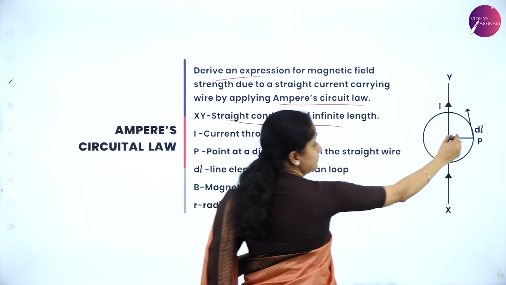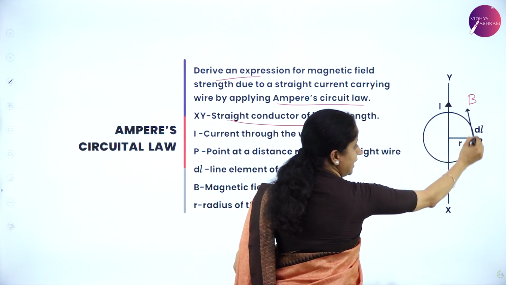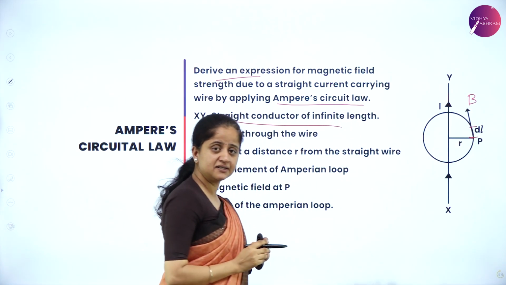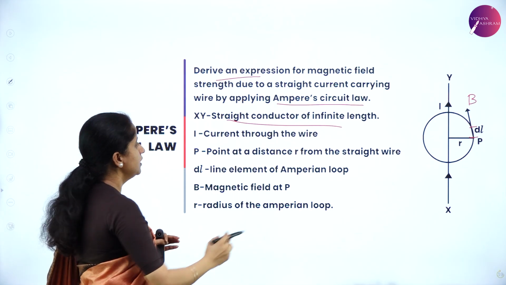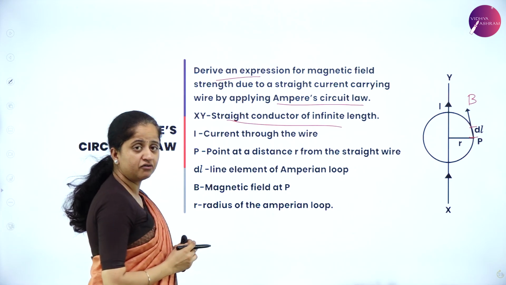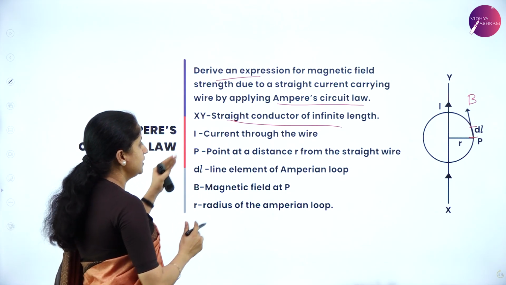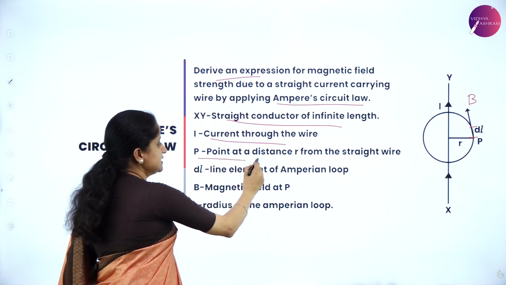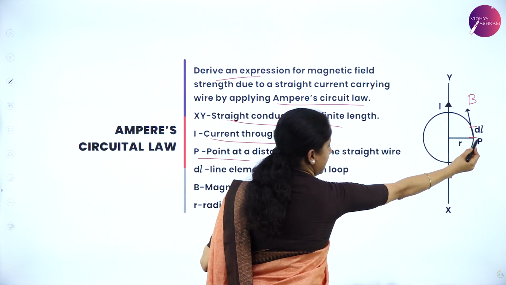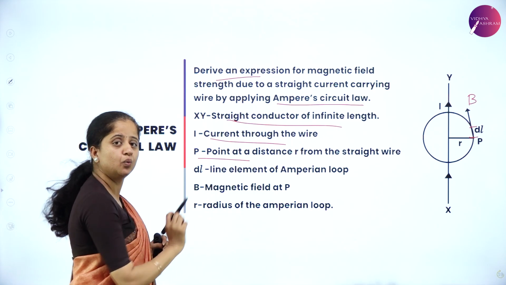So let us say that the magnetic field here is parallel to our line element, that is dl. Let us explain the diagrammatic representation now. XY is a straight conductor of infinite length. I is the current throughout the wire, and P is the point which is at a distance R from the straight wire.